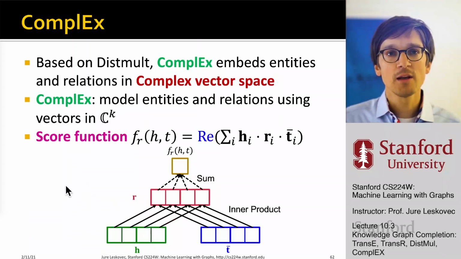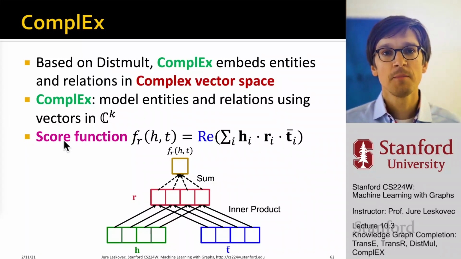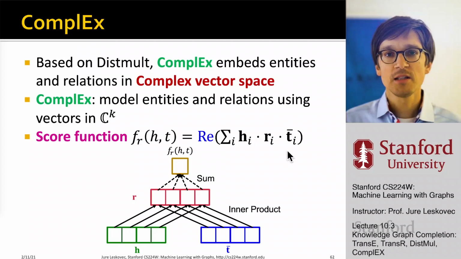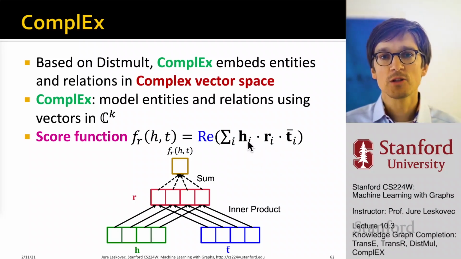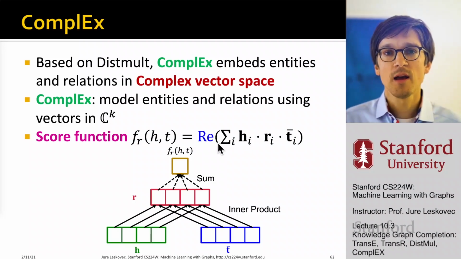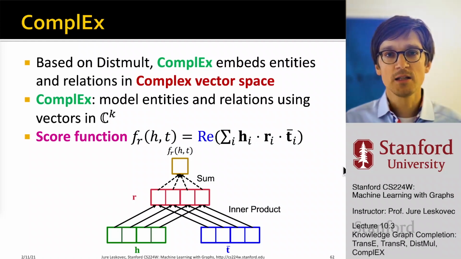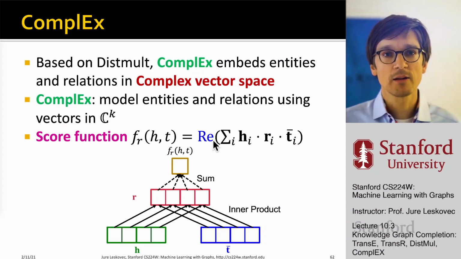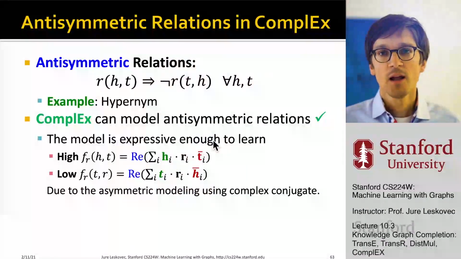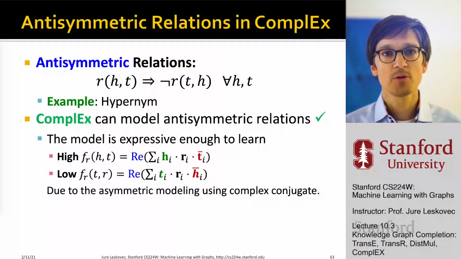So the way you can think of this is that in ComplEx we use a scoring function that is similar to the scoring function in DistMult, but we only take the real part of the complex function, because this would give me a complex number, so I want to only take the real part of it. Let's quickly analyze this approach as well.